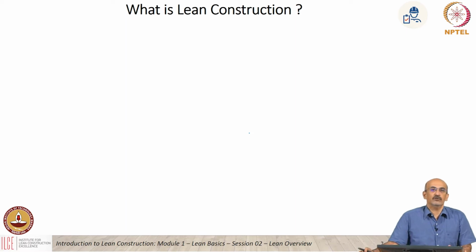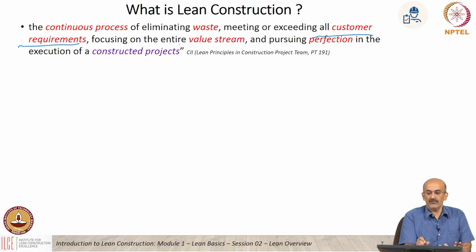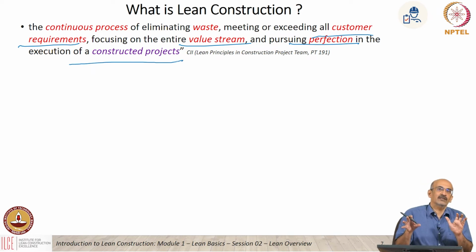What is lean construction? So we go to a few definitions from published material. The keywords here are that it's a continuous process. We need to eliminate waste. We need to meet or exceed customer requirements. We need to focus on value stream. We need to pursue perfection in the execution of a construction project. So you can see that several of these terms are borrowed from the principles put forward by Womack and Jones, and this is where most of the thinking in lean is centered.